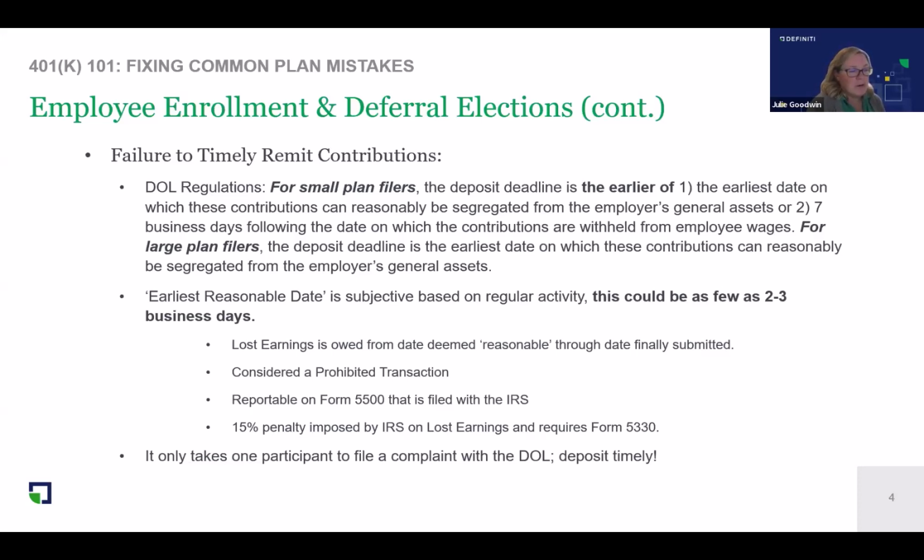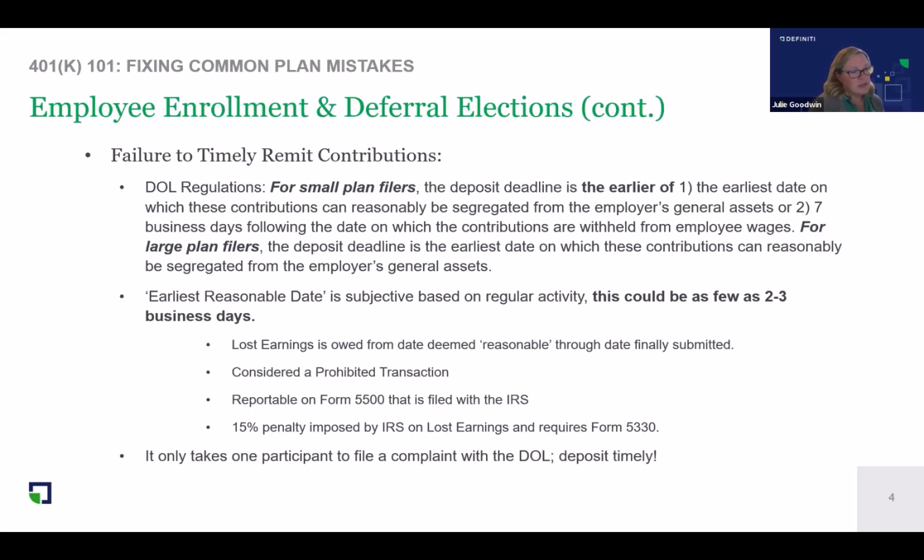At maximum for a small plan, it is 7 to 10 business days. If you have shown that you can do this on a regular basis at 5 days, then should the plan be audited by the IRS or the DOL, or if it becomes a large plan and you're showing that you can deposit faster, they may say that anything outside of that 5-day window is considered late, because you've proven to them by your consistent actions or your ability 2 or 3 times to make a deposit sooner rather than later.